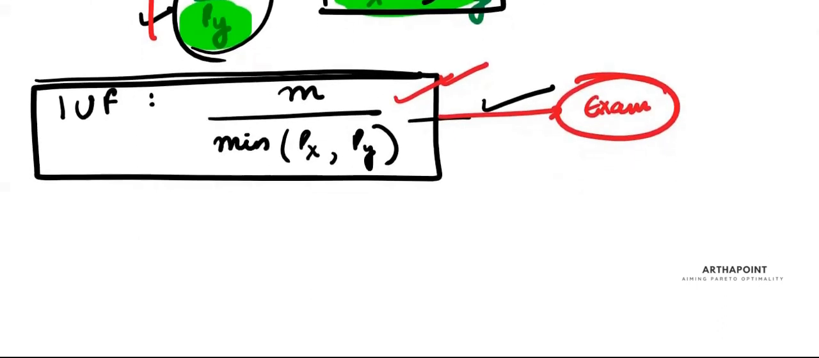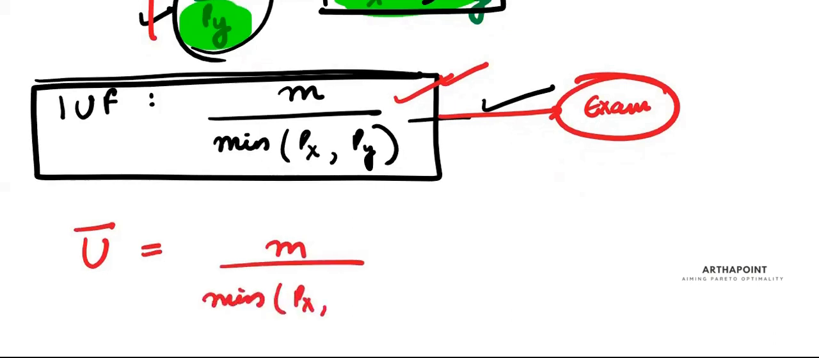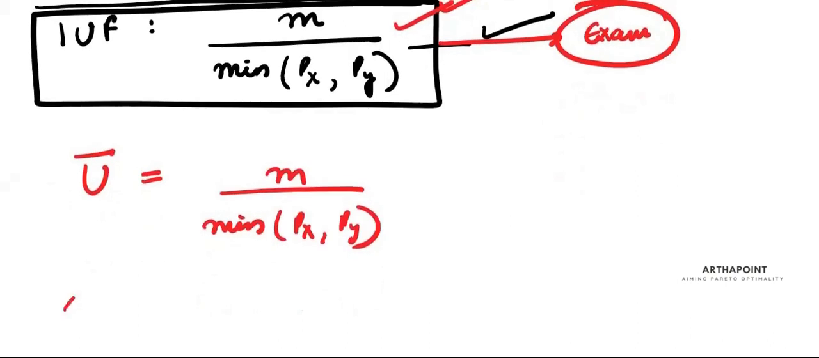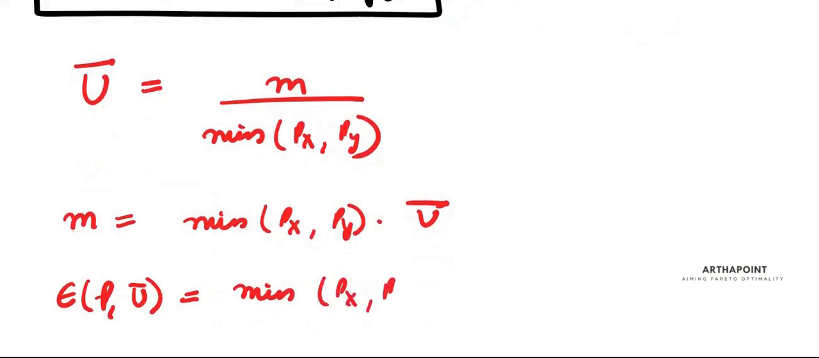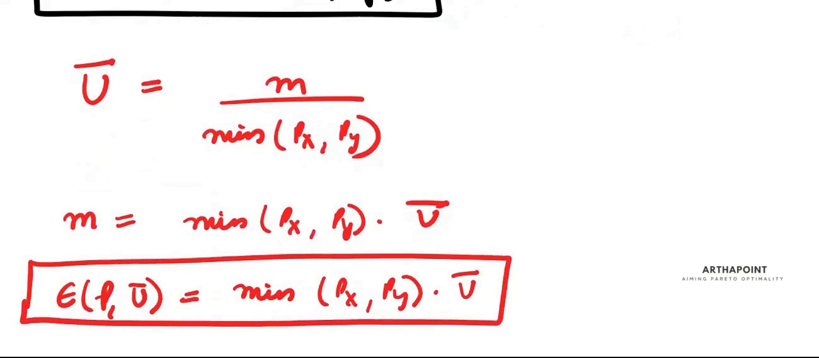Now from here, you can go ahead and find the expenditure function. Just rewrite this thing. So you will have indirect utility is equal to M upon min of Px comma Py. So from here you will get M is equal to min of Px comma Py into U bar. So you will get expenditure function as a function of prices and utility as min of Px comma Py into U bar. This becomes your expenditure function.